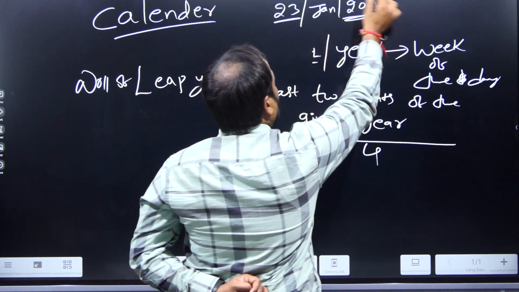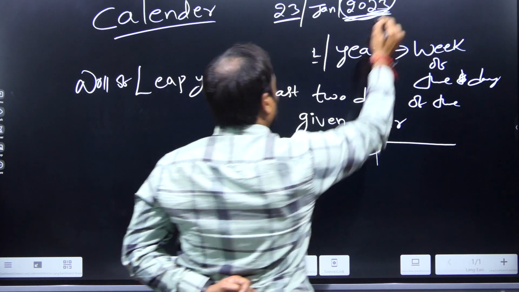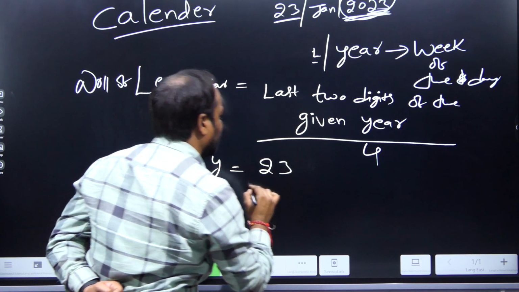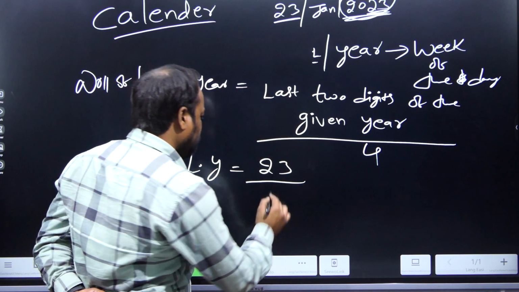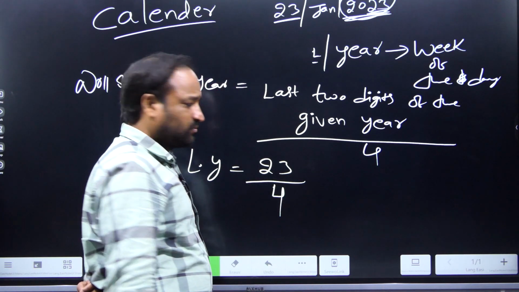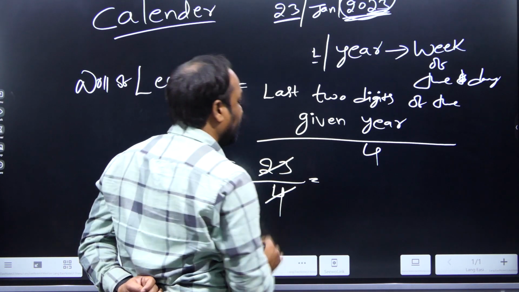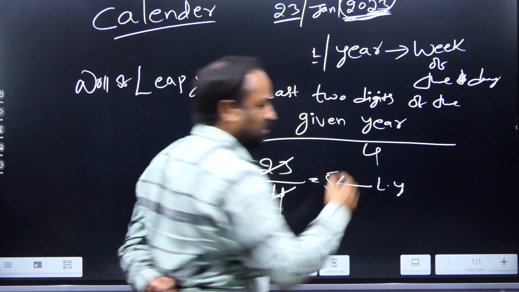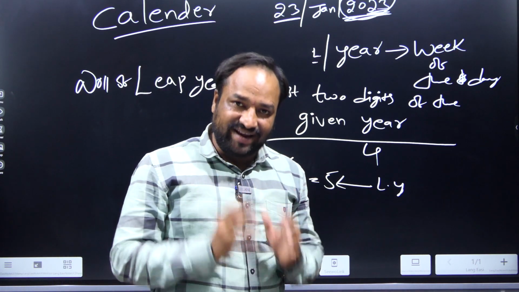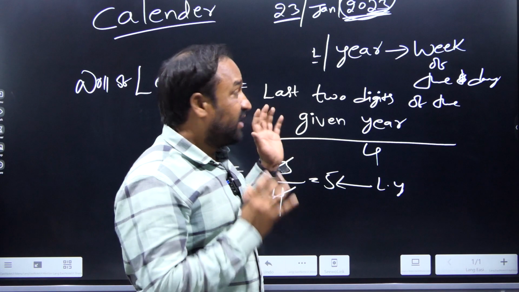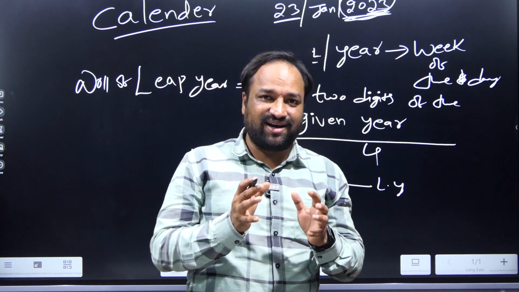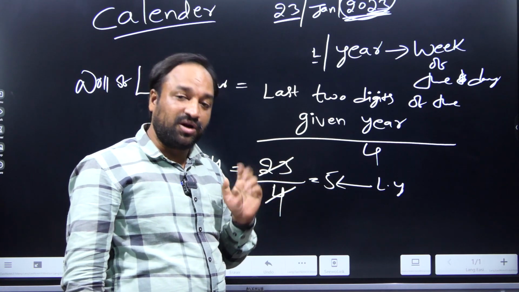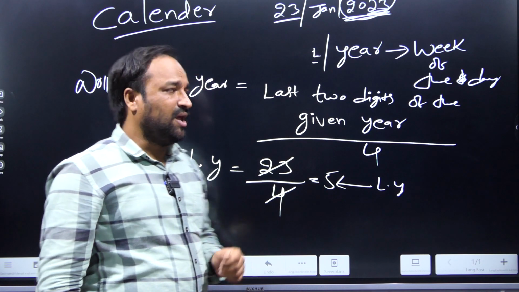In 2023, what are the last 2 digits? 23. That means for finding leap years, we have to consider the last 2 digits, that is 23. 23 should be divided by 4. How many times is it exactly dividing? 5 times. That means the number of leap years is 5. In 23 years, there are totally 5 leap years.